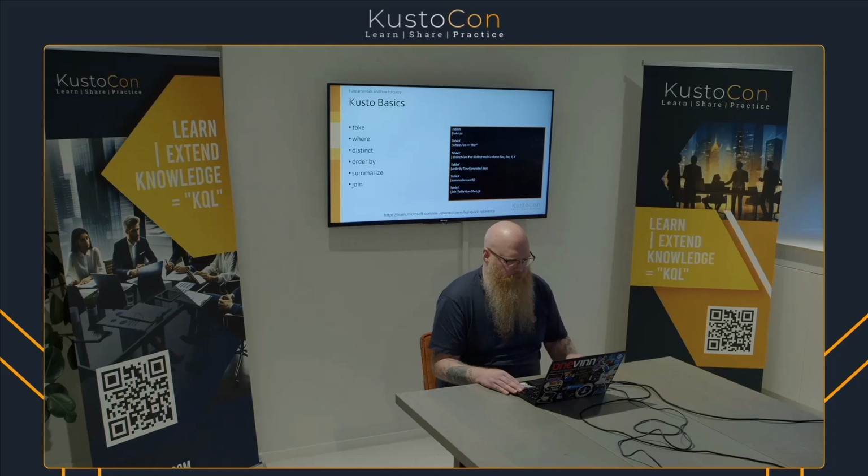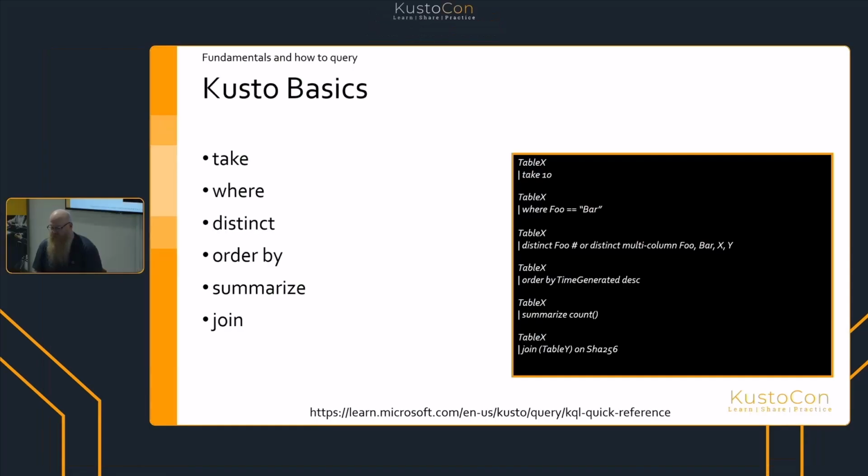Order by is used to sort on a specific column, descending or ascending. We use summarize to aggregate data, for example to count occurrences of a specific value. Use join to build context between different tables. Maybe we want one column value from one table and another from another table, so we can join on some key values and bring these tables together.